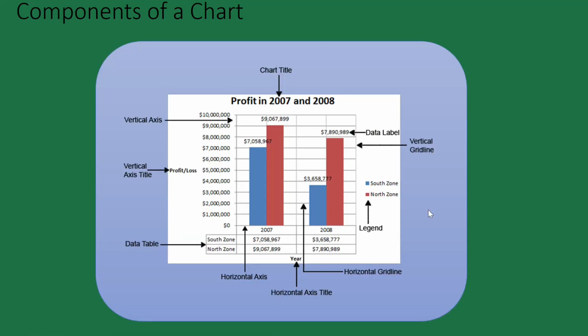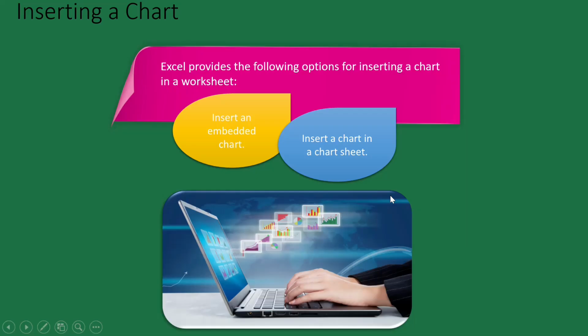As you can see here, guys, which kind of chart is this? Obviously, this is a column chart. So here you can use the arrows, right? You can even write specific points if you want, like this. Okay. Excel provides the following options: inserting a chart in the worksheet, inserting an embedded chart, inserting a chart in a chart sheet.